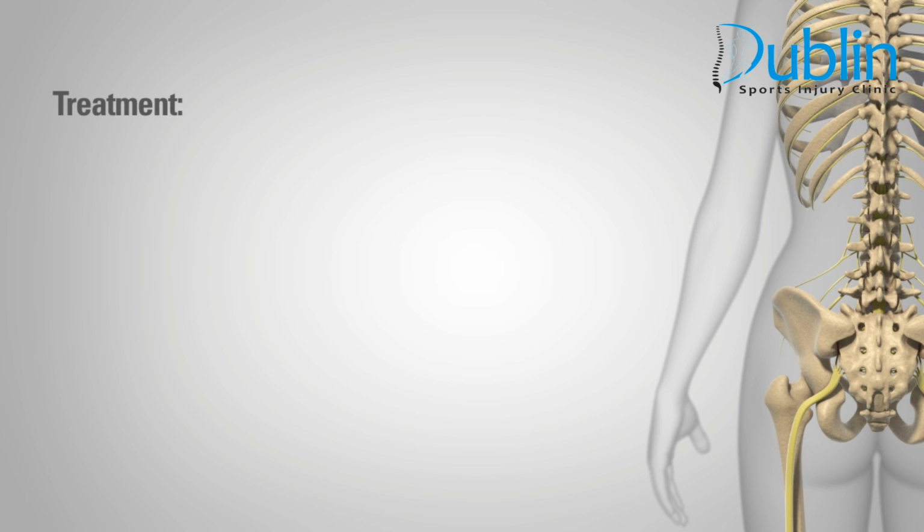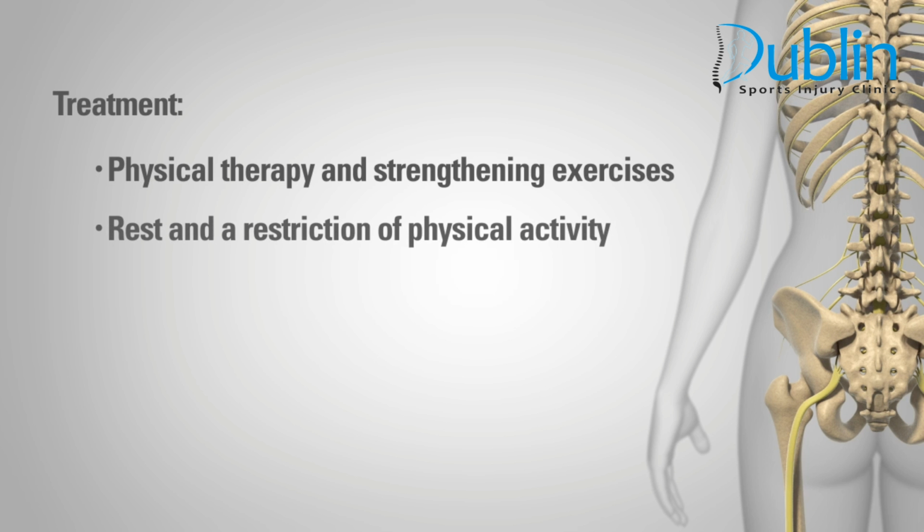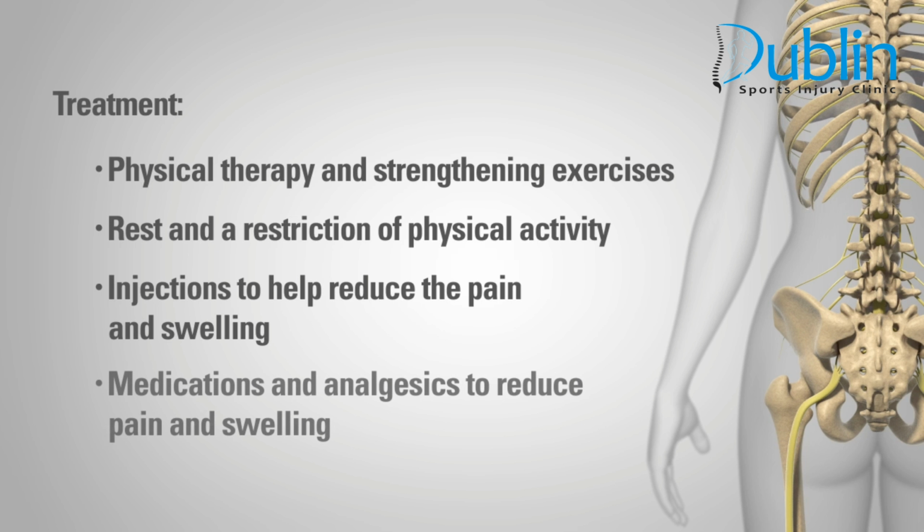After correct diagnosis of spondylolisthesis, your physical therapist will recommend a treatment plan which includes physical therapy and strengthening exercises. You may rest and restrict certain types of activity to minimize your pain in that period of time. Injection sometimes helps reduce the pain and swelling, and you may take some medication and analgesic to reduce pain and swelling.